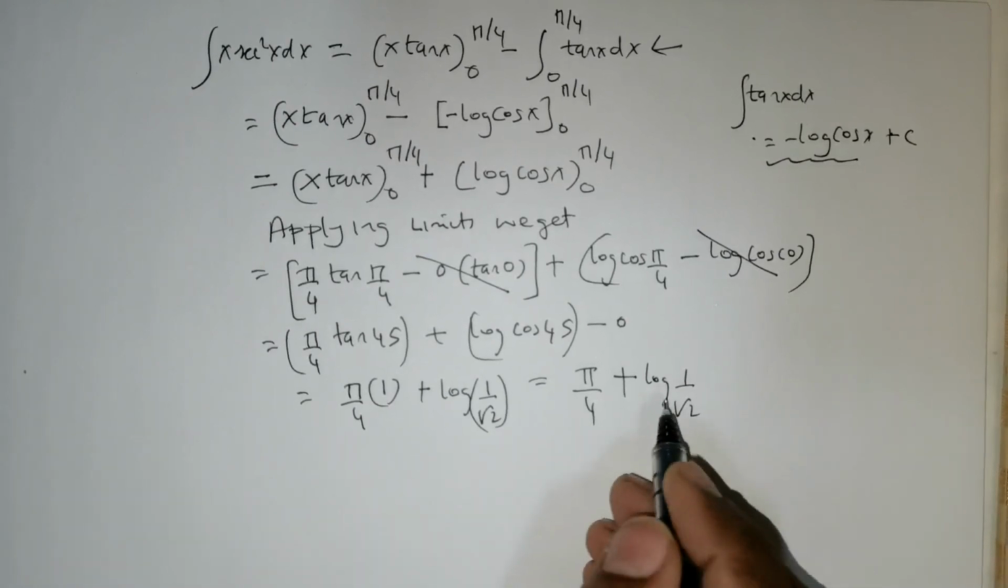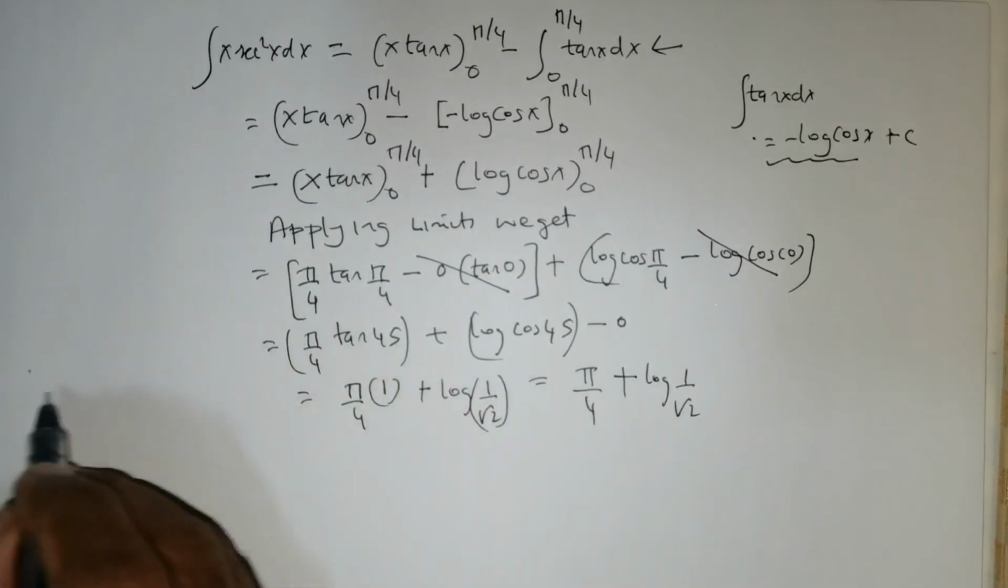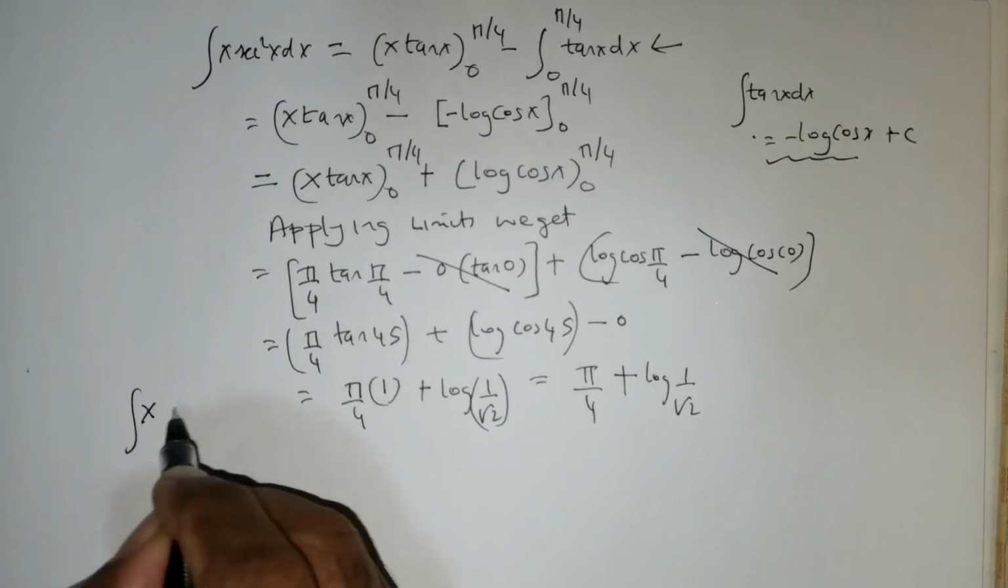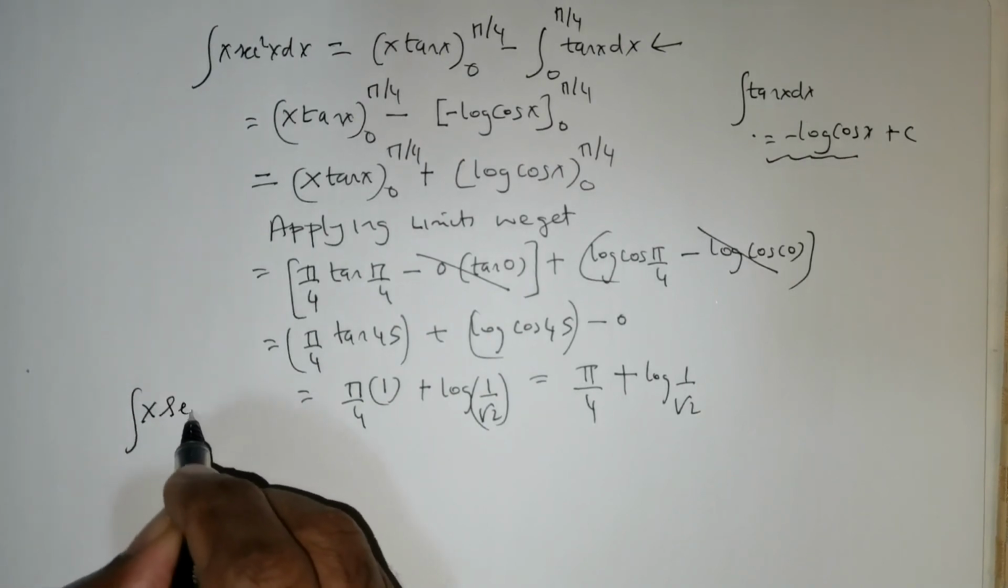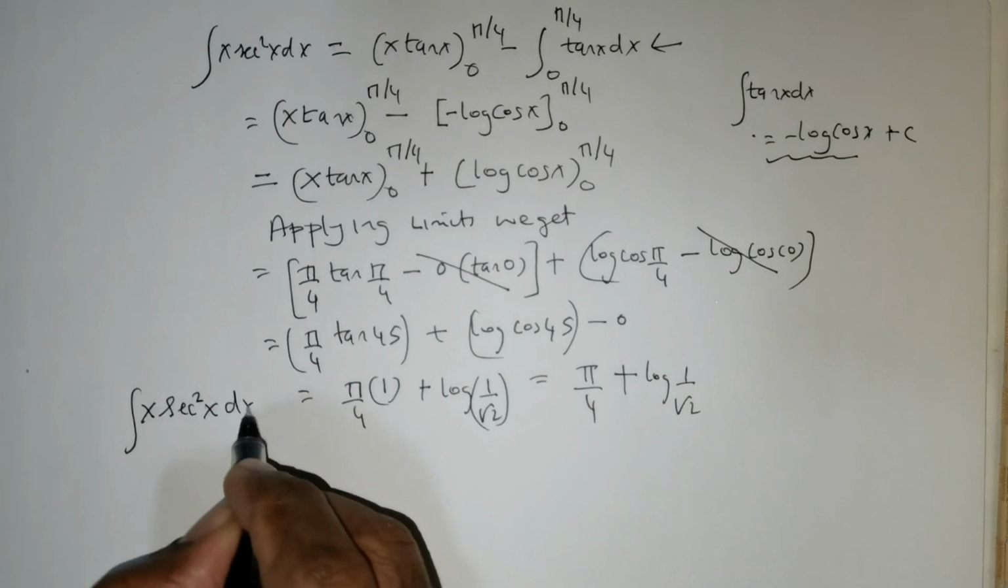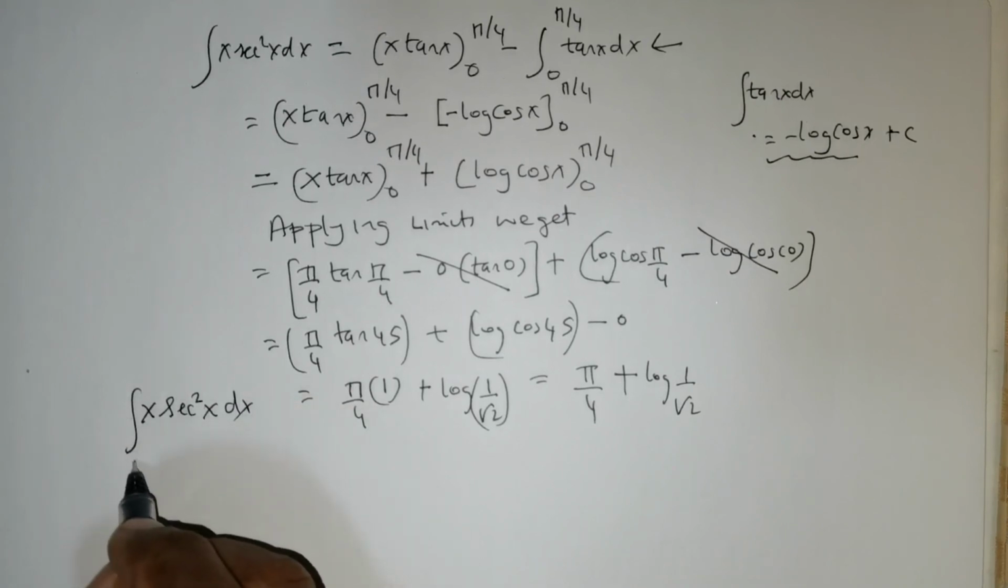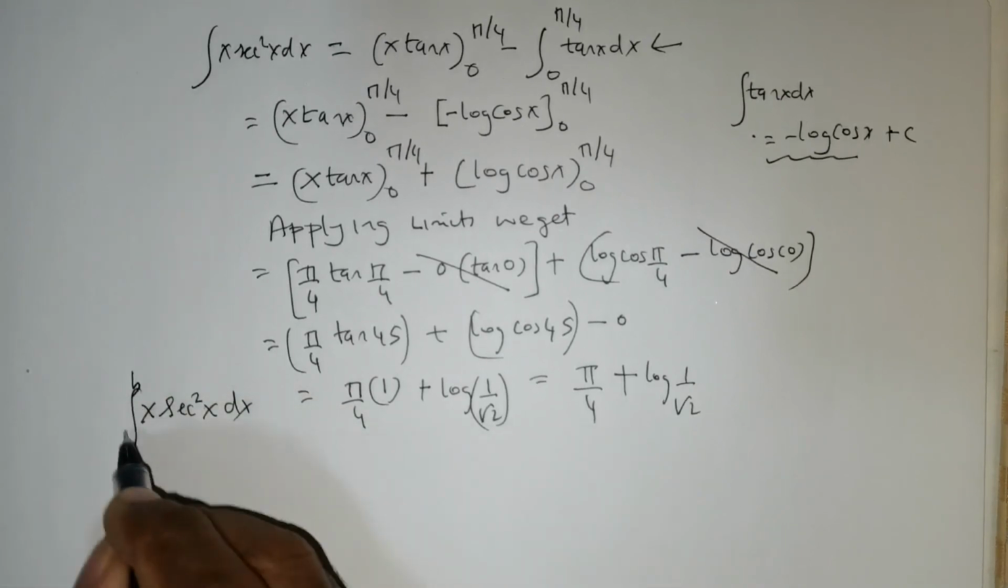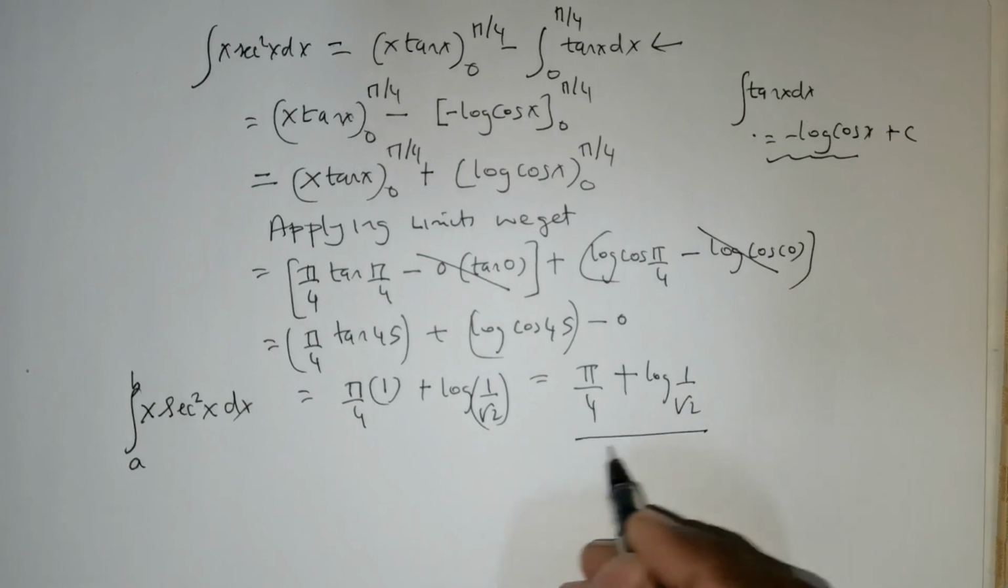So why did I do all this? Because I wanted you all to understand what happens when you have a quantity like x times secant squared x dx. Of course, you can have any limits a to b. Depending upon the limits, the solution would vary.